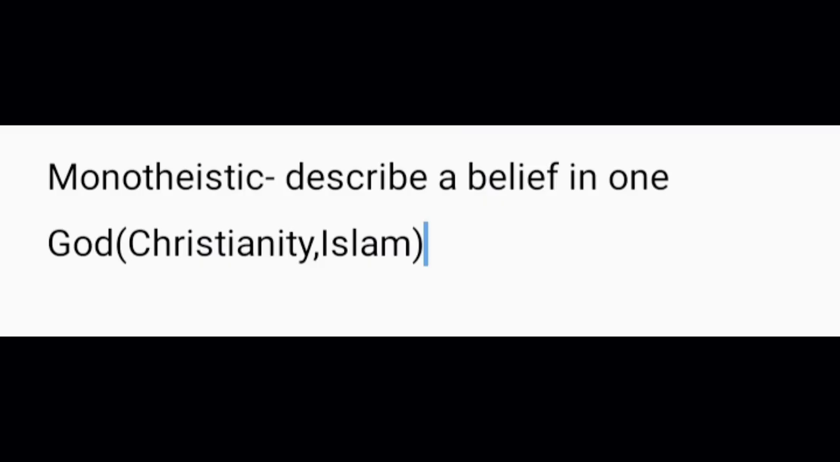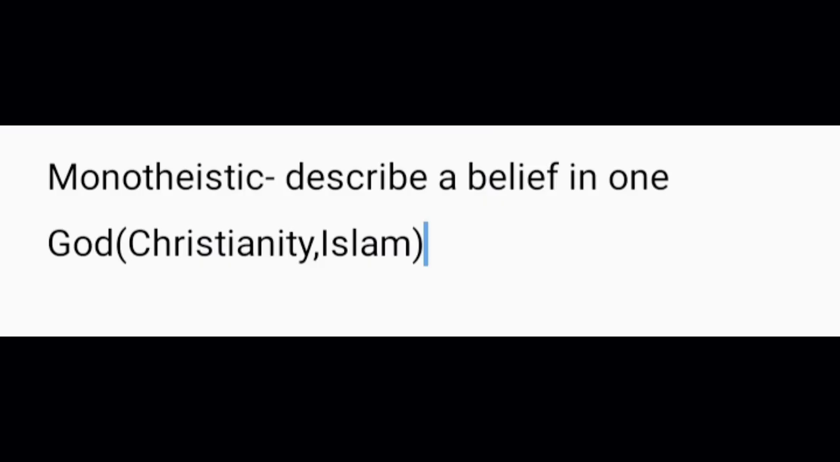Tao, spelled T-A-O, means the path of the universe. That's what we are simply saying. And it is the way that humans should follow. That's the definition of Tao. Let us move to the next concept.